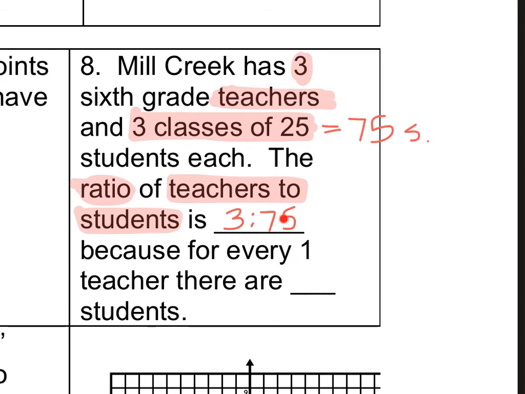This is 3 25s, and this is 3 ones, sorry. And so 3 divided by 3 is 1, and that's where this comes from. And 75 divided by 3 is 25. So 3 classes of 25, 1 teacher per 25 kids, would give you 3 teachers for 75 kids.